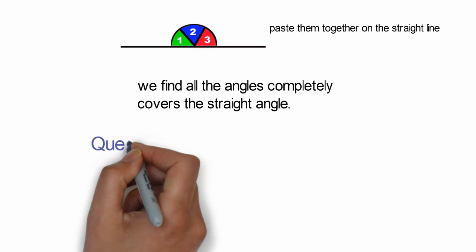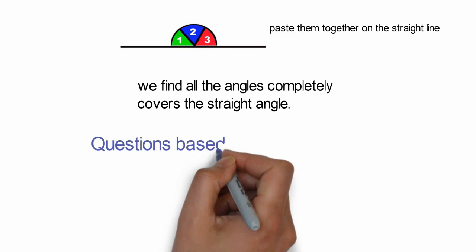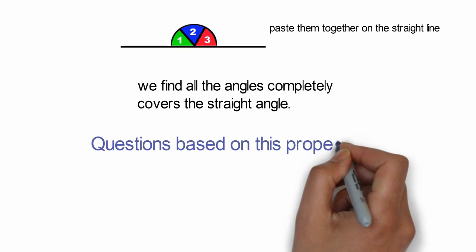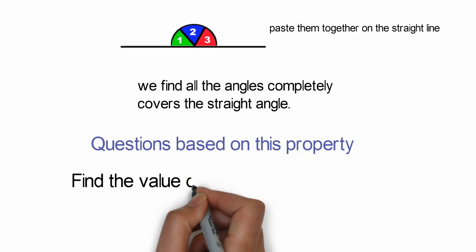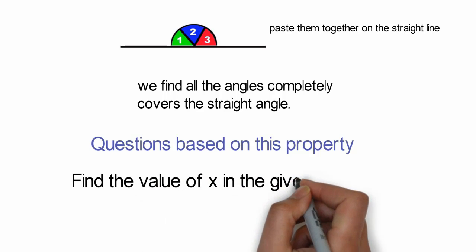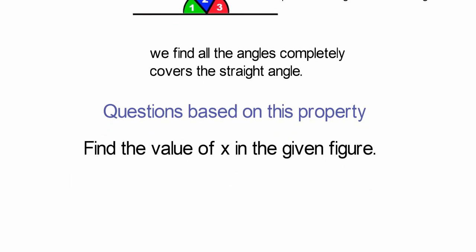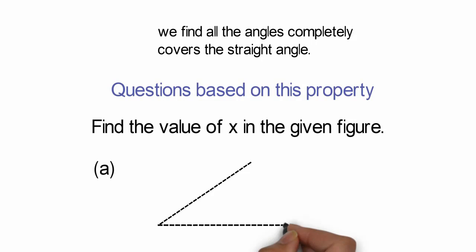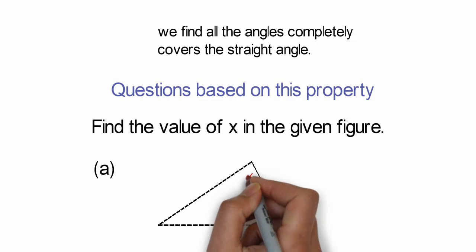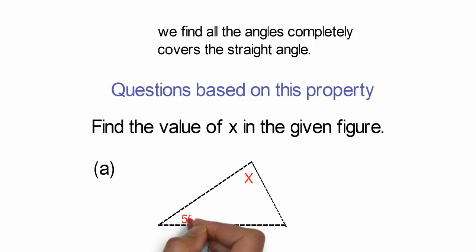Now let us do some questions based on this property. So the question is, find the value of x in the given figure. Let us take part A. We have the figure of a triangle, as the property is based on a triangle. Let this angle be x. This is 50 degrees and the third angle is 60 degrees. In this we have to find the value of x.